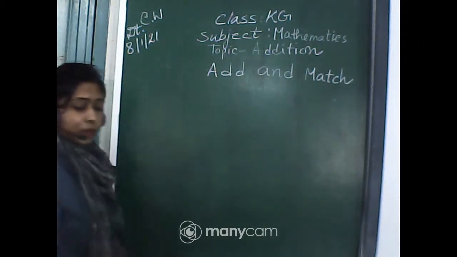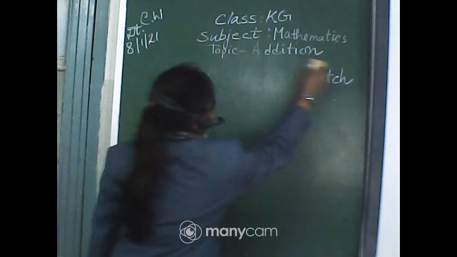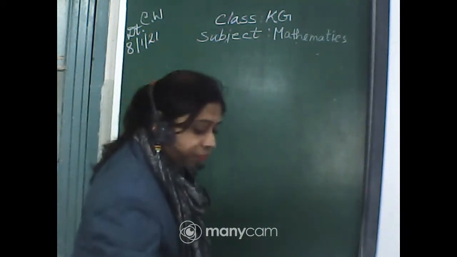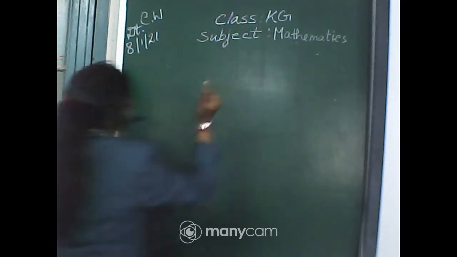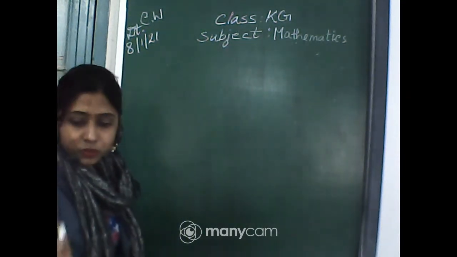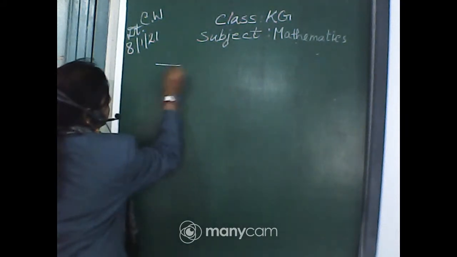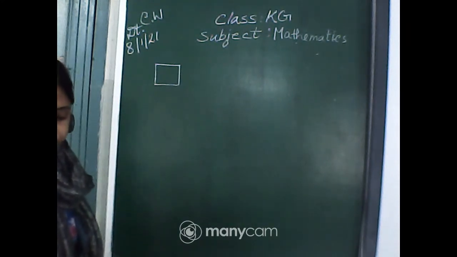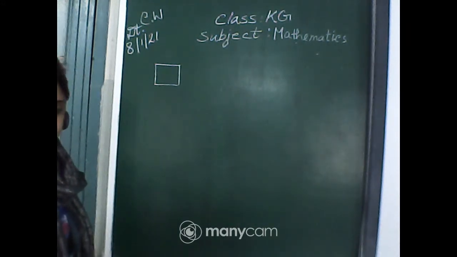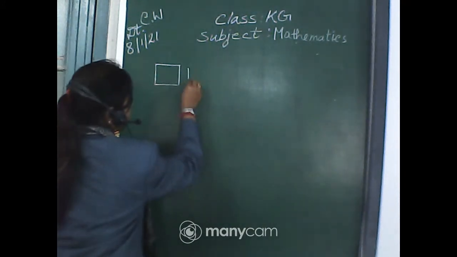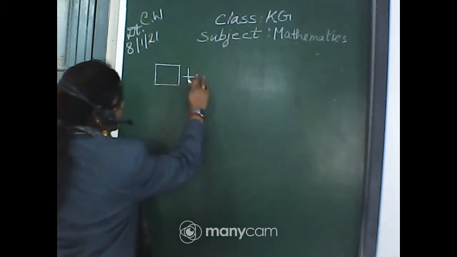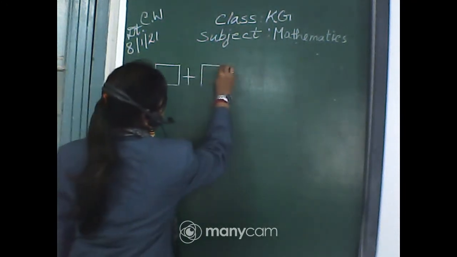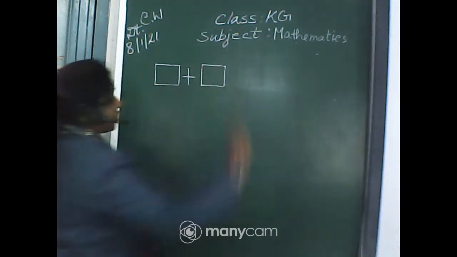So first, all of you, okay, I'm erasing this one because space is short. So I'm writing here. First, you will do with me one square. You will draw first with me one square. Then after, give one addition sign, that is the plus sign. Then again one more square box you will draw.